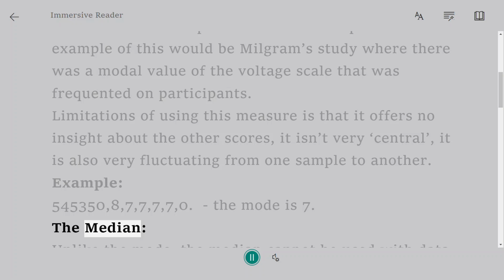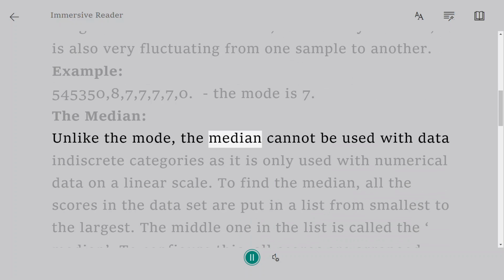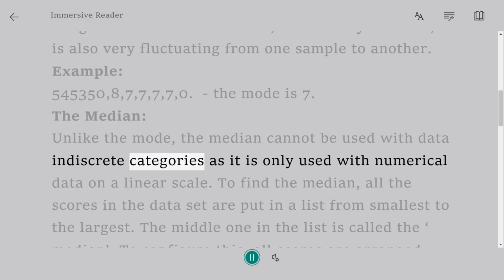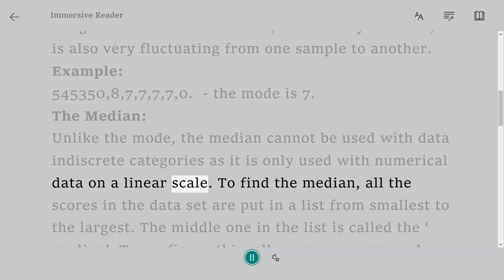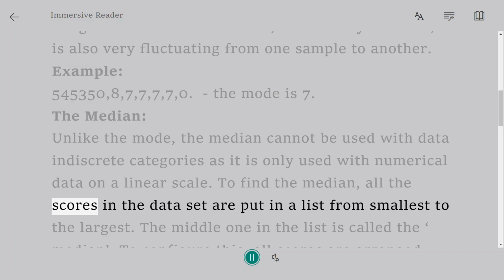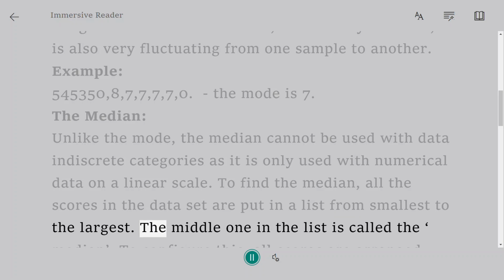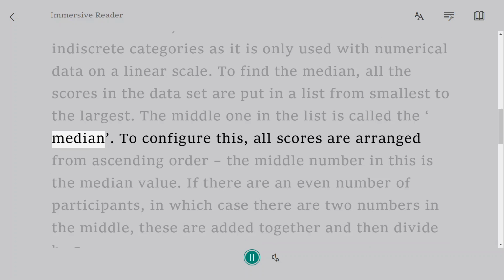The median. Unlike the mode, the median cannot be used with data in discrete categories, as it is only used with numerical data on a linear scale. To find the median, all the scores in the dataset are put in a list from smallest to largest. The middle one in the list is called the median.